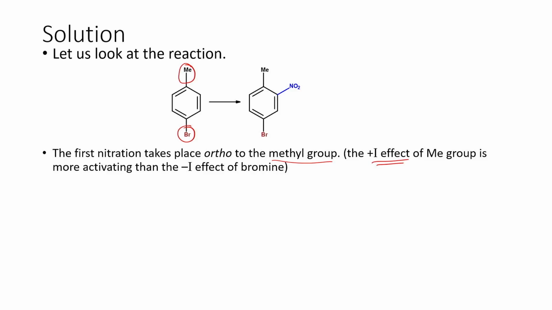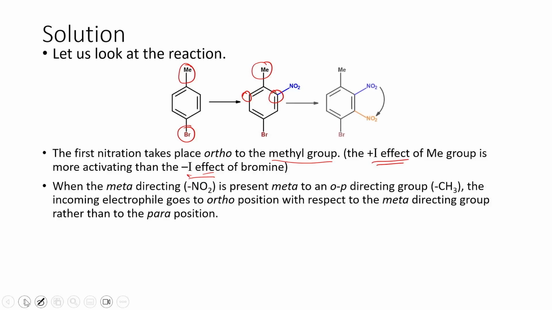And the second one is the bromo unit that is present. The bromine has a negative I effect, so it will deactivate those positions. Comparatively, methyl is more powerful than bromine in this particular case. In other words, the ortho positions are going to be more electron rich because these are activated by the presence of the methyl group. So the first nitration takes place on this particular carbon. The ortho nitration takes place very effectively. But then what is going to be the second one?